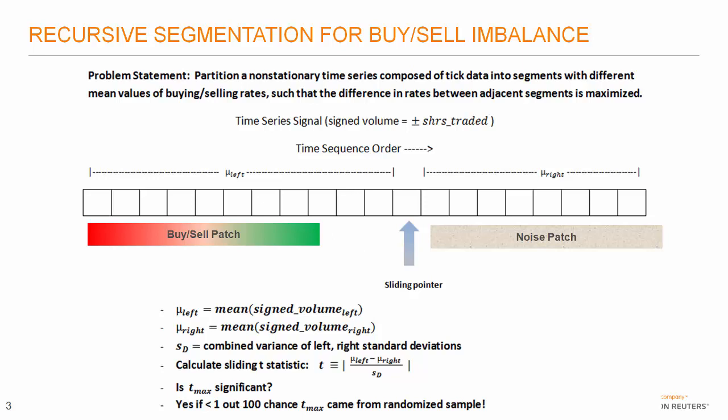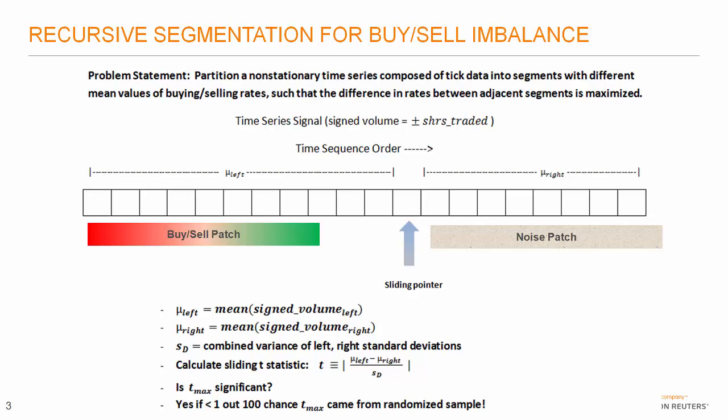So what we're showing really is the basic input variables here. We have a sliding pointer, which must reference every trade in the time series and potentially divide the time series into patches. In this case, we see an example of potentially a buy or a sell patch on the left of the pointer, and a very noisy patch on the right, which doesn't appear to have any net buying or selling. We want to maximize the differences between these two segments, and that will tell us where the patches are in supply and demand.